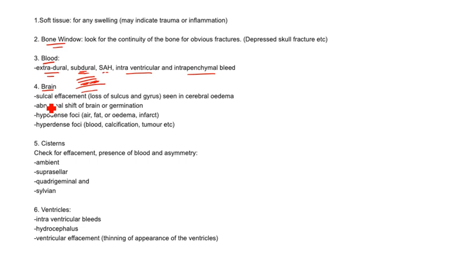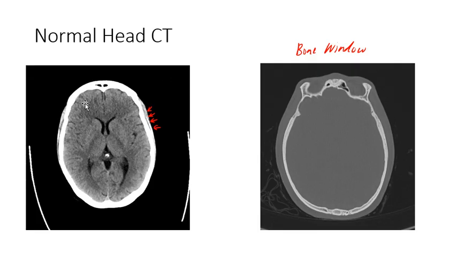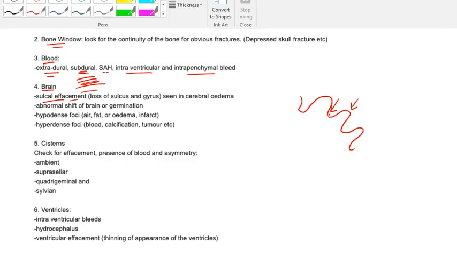Okay, how are the sulci and gyri? Remember, sulci are the depressions, gyri are the ridges of the brain, because it's like that. So that's the gyri, that's the sulci. Okay, how are you seeing the sulci and gyri? So you can see here this normal sulci and gyri, and you can see it very clearly, and so you have to comment on that.